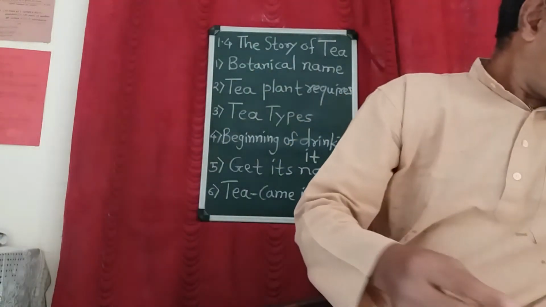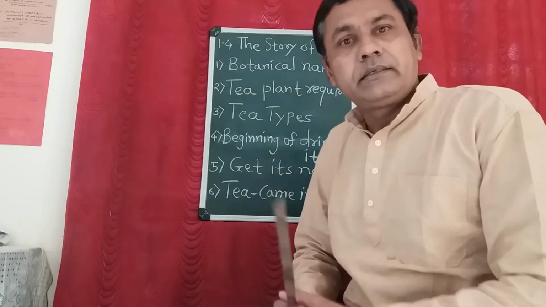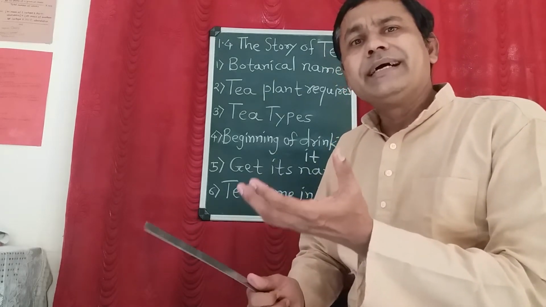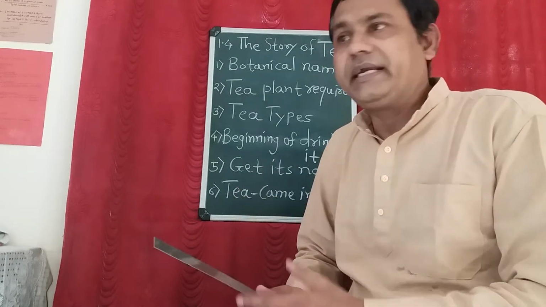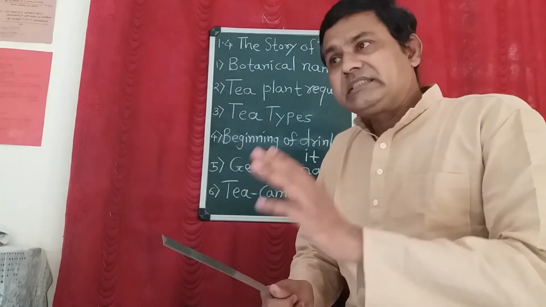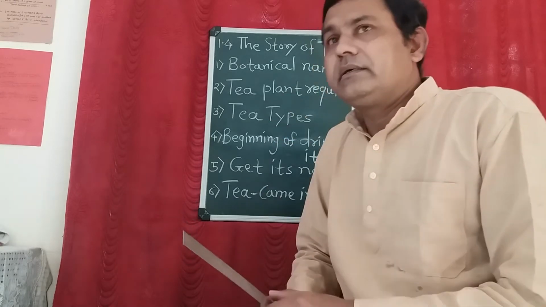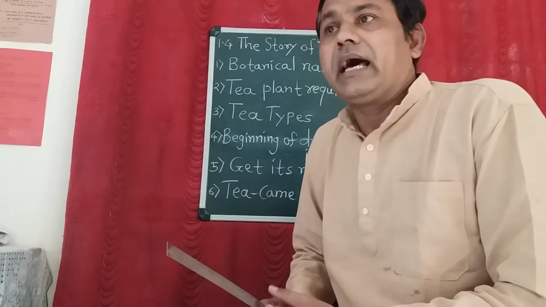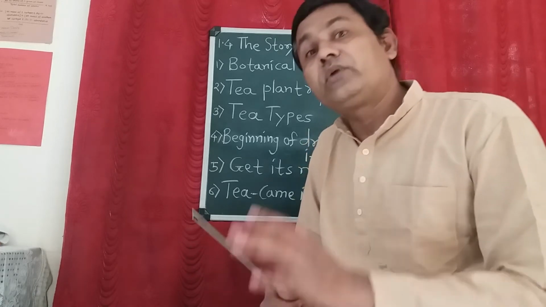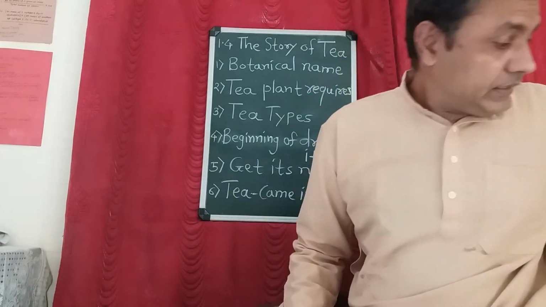Now we'll proceed to the next point, that is, what the tea plant requires. What kind of soil does this plant require? What kind of climate? Tea plants are grown in tropical and subtropical regions. It also requires 100 to 125 centimeters of rainfall and acidic soil.